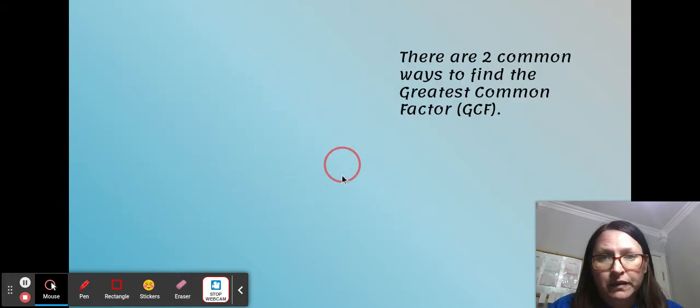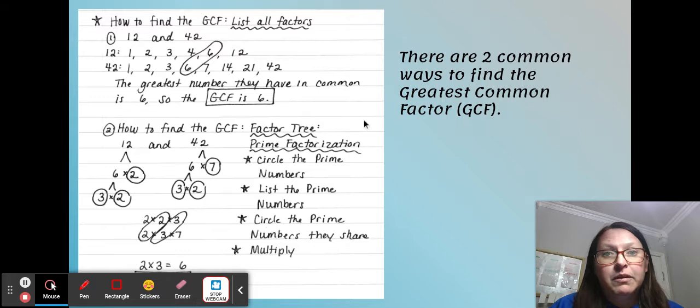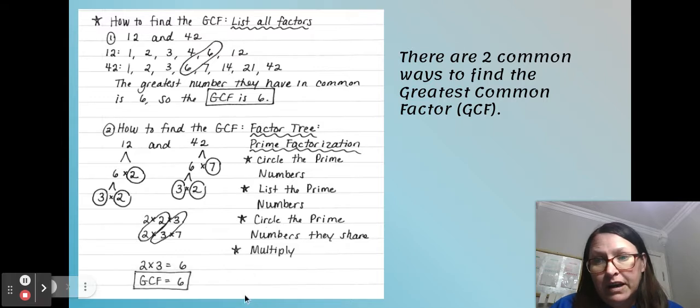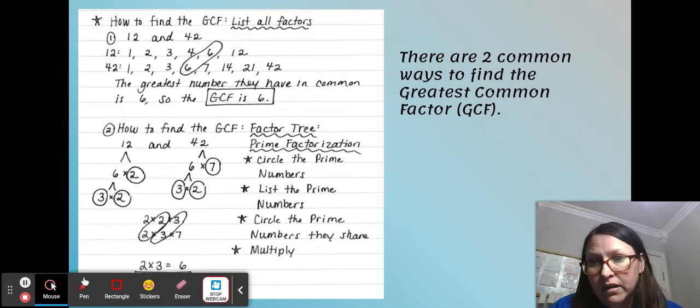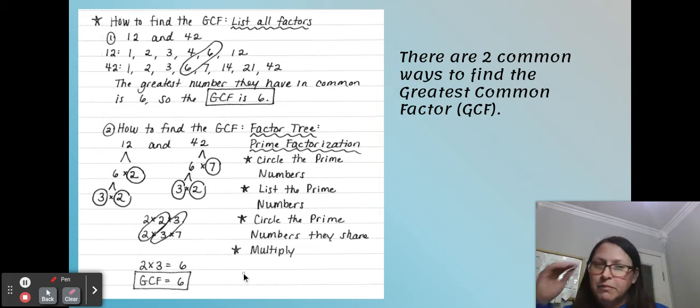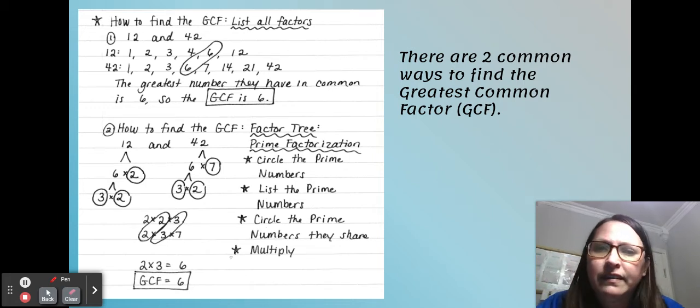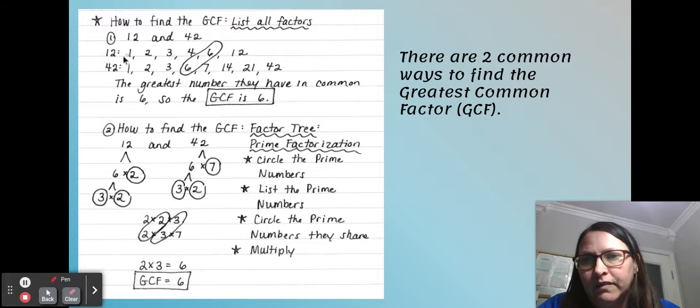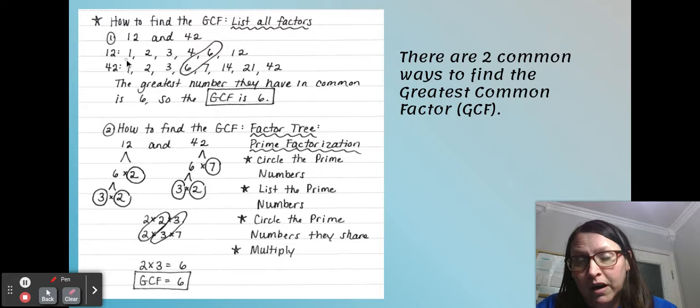So we're going to do a few examples. There's a couple of common ways to get a greatest common factor. Probably the most common way, and the way you probably have done it the most in your past, has been to list all the factors. So if I am listing the factors of 12 and 42, I'm going to do 12.